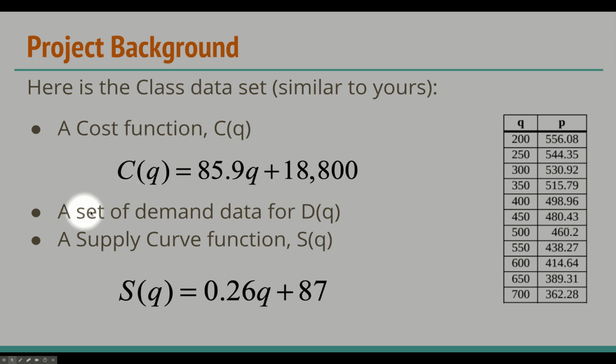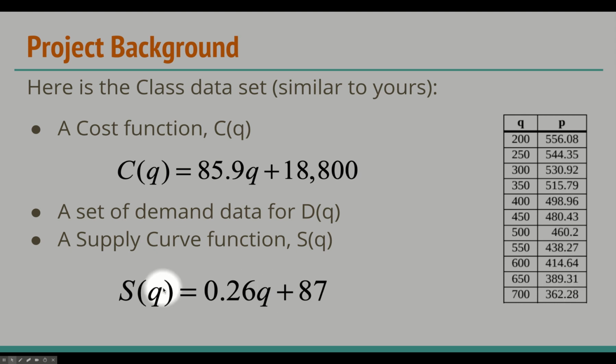We'll also get a set of demand data for and from consumers in that market. The data will look like this in a table. For example, this first line tells us that at a price P of $556.08, we can expect to sell 200 items at that price. If we want to sell more items, such as 700, a quantity of 700, then the price would have to be lowered to incentivize consumers to purchase that item.